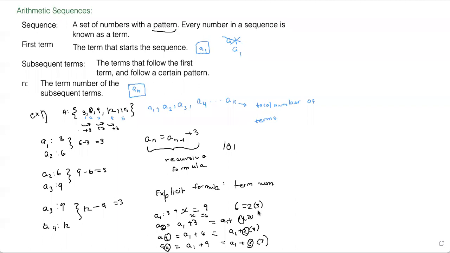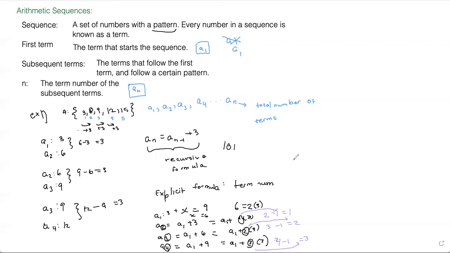Okay. Notice how here your term number is 2. There you go. So 2 minus 1 is equal to 1. That's the coefficient, right? Then 3 minus 1 is equal to 2. This is the coefficient. Then finally, 4 minus 1 is equal to 3. Hey, pattern? I think so.